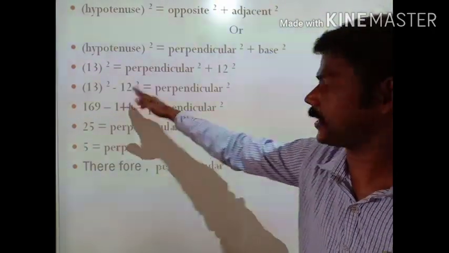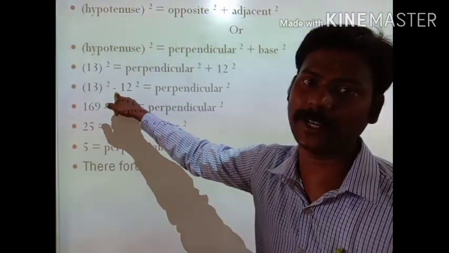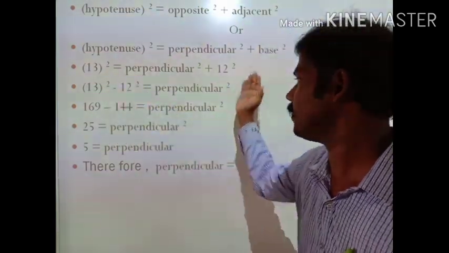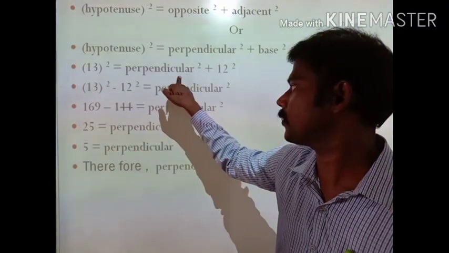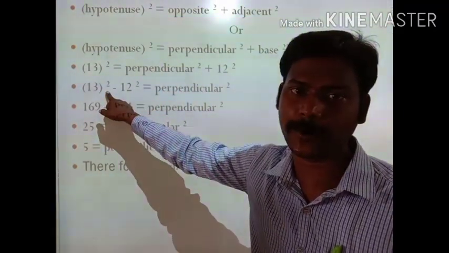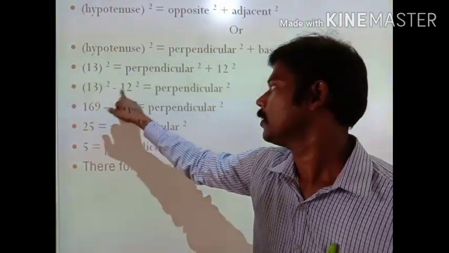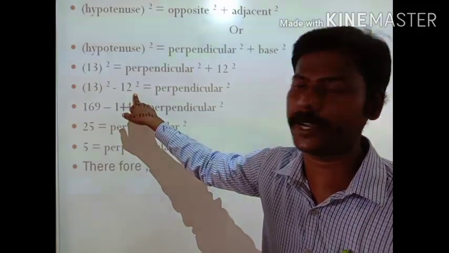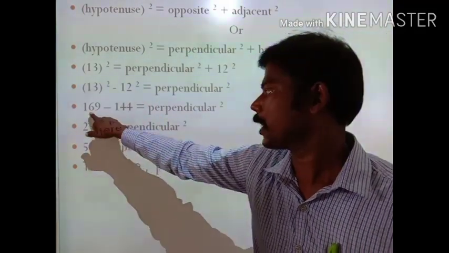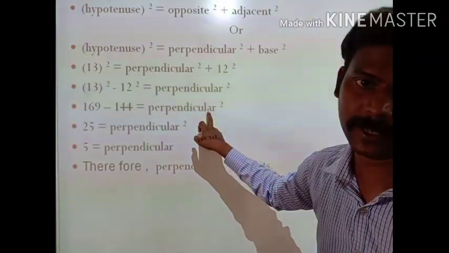Plus 12 square, take that side by using the transposition method. So how can you write? Minus 12 square. So 13 square minus 12 square is equal to perpendicular square. Now simplify by using the square property. 13 square is how much? 169. 12 square, how much? 144. Now subtract these two values: 25.